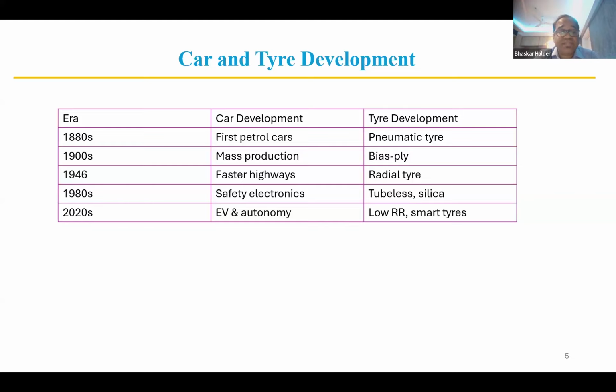And in 2020, EVs came, so the requirements changed again. There is a need for lower RR, that is, lower rolling resistance, and smart tires. The interesting thing is that tires, whenever they are developed, are driven by car development. Whenever car advancement happens, tires also develop to match the properties of the car.